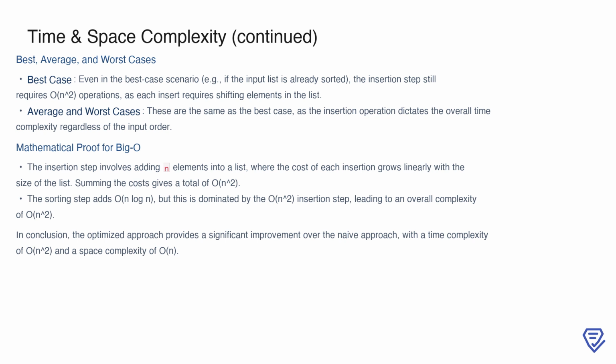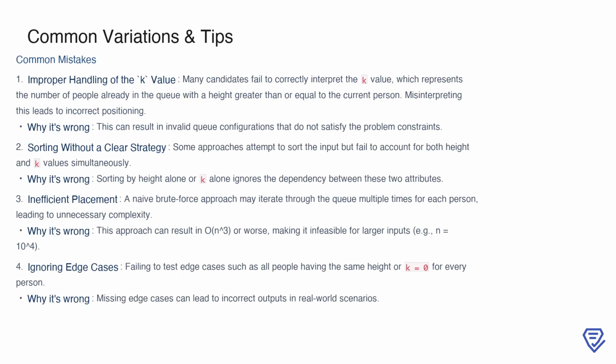Overall, this approach provides a substantial improvement over the naive n cubed solution, with a time complexity of n squared and a space complexity of n. When solving the queue reconstruction by height problem, there are some common mistakes to be aware of.